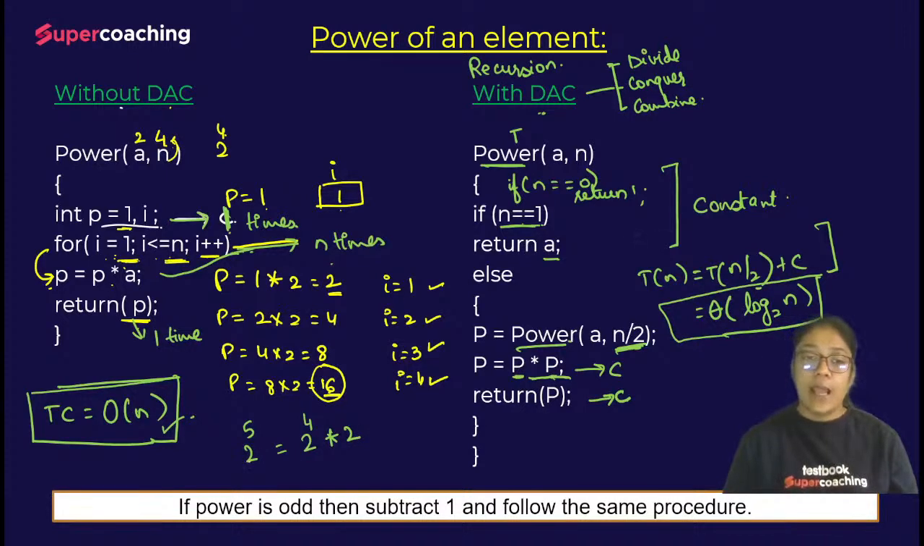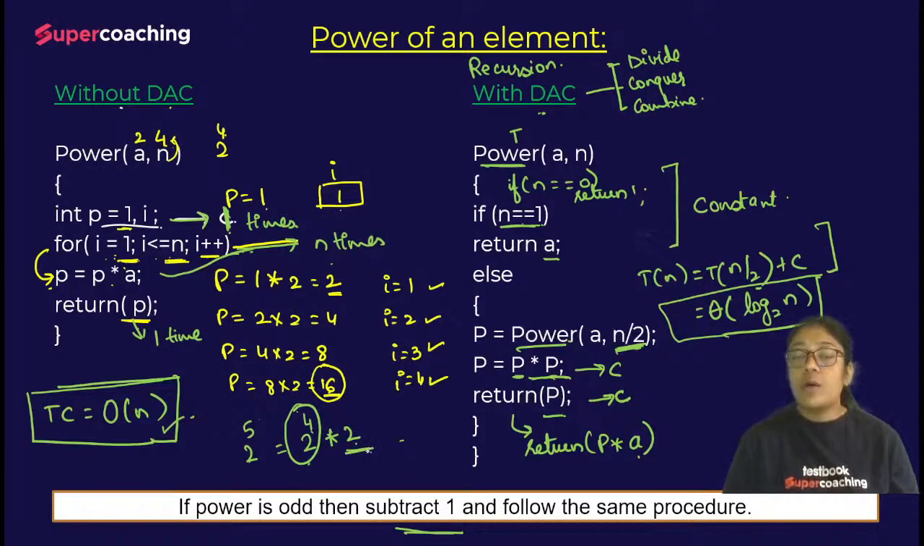So what I'll be doing is subtracting 1 from the power, and after that following the same procedure to calculate the value of 2 raised to power 4. In the end, when you return the result, instead of returning p, you will be returning p into a. Because you have subtracted one from the power, this means we have to multiply by a one time when returning the final answer. Correct? Is this clear? So this is how you can handle the odd power.